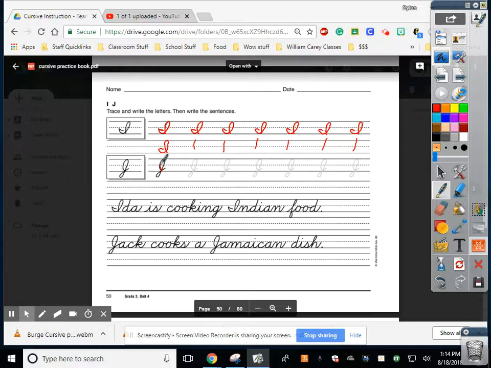All right, now we start with the capital J. Remember, all capital letters come all the way to the top. And around, give a loop. That's it. Slow-mo. Start at the bottom, go all the way up. Come down, give it a loop, give it a tail.